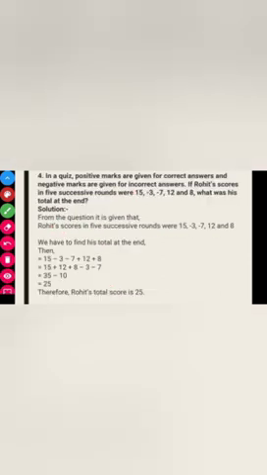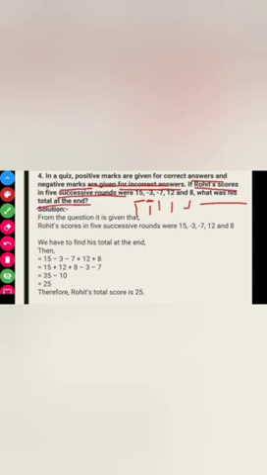Now question number 4. Question number 4 is given in a quiz. In a quiz, positive marks are given for a correct answer and negative marks are given for an incorrect answer. So if Rohit scores in 5 successive rounds 15, minus 3, that means in the first round Rohit got 15 marks, in the second round he got minus 3, in the third round he got minus 7, in the fourth round he got 12, and in the fifth round he got 8 marks. So what was his total at the end?